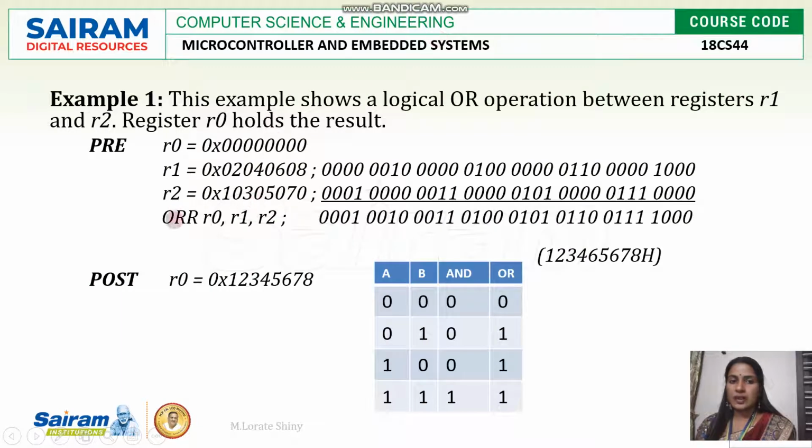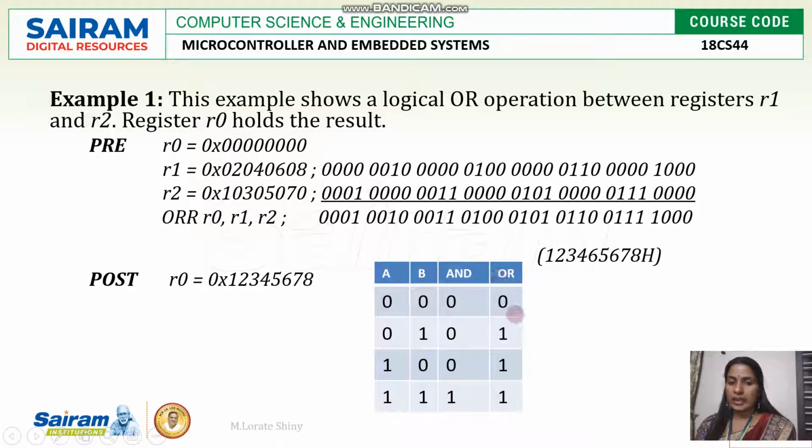We'll see one example. The example is written for the OR instruction: OR R0, R1, R2. R0 is to store the result. Between R1 content and R2 content we have to perform the OR operation. R1 is 02, 04, 06, 08, which is converted into binary. R2 is 10, 30, 50, 70, which is also converted into binary. Between these we have to do the logical OR operation.